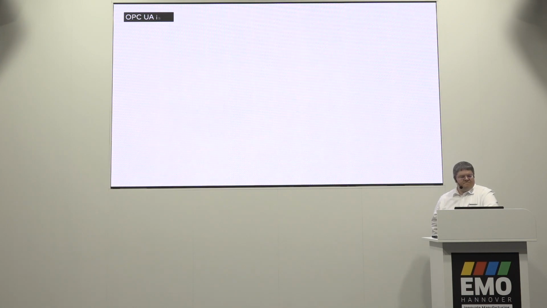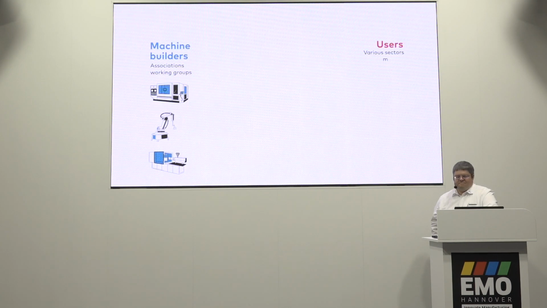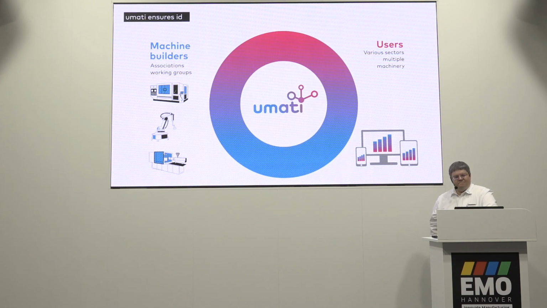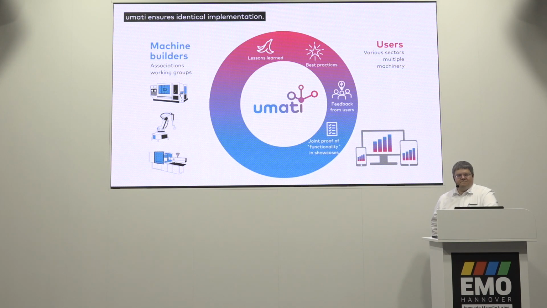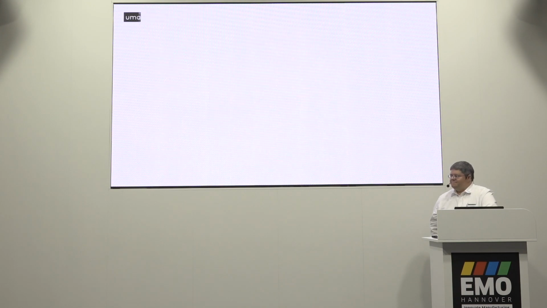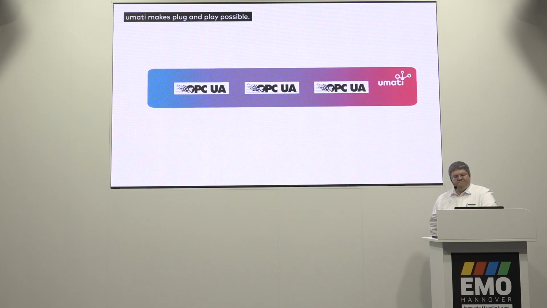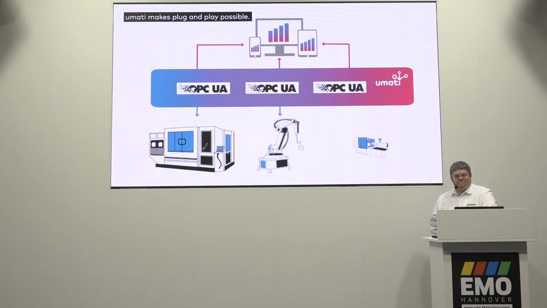As a consequence, customers who use a range of different machines and technologies have to deal with different companion specifications. To make things easier, the implementation of these specifications needs to be harmonized. What's needed is a strong community which can exchange best practices, build trust, enable dialogue, and share information. Umati. Umati makes it all possible. Plug and play, no matter which manufacturer, no matter which machine.